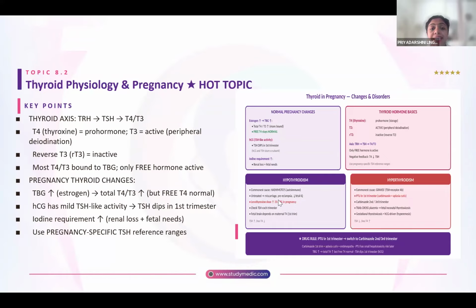Now, reverse T3 is an inactive form of T3. Most of this T4 and T3 is bound to thyroid binding globulin. Only the free hormone is active. So, the free hormone is the one which is associated with disorders.